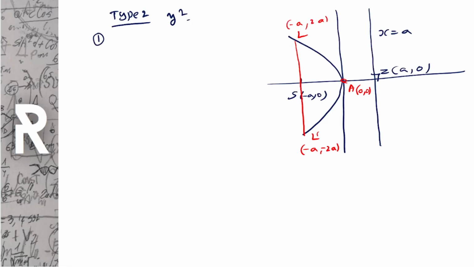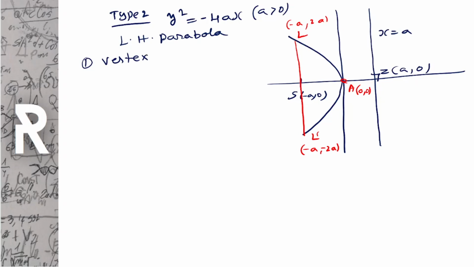Equation is y square equal to minus 4ax. It lies in quadrant 2 and quadrant 3. A is always positive. It is named as LH parabola, left-handed. Vertex (0, 0). Axis equation: y equal to 0, the x-axis.